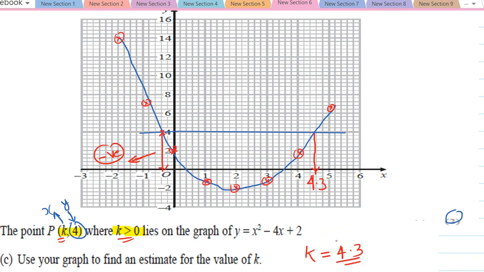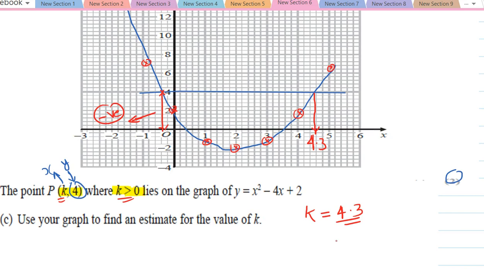This is the way we can calculate it, and we are not considering this value because it is negative. We are taking this value which is positive, so k is 4.3. And this is the value of k.